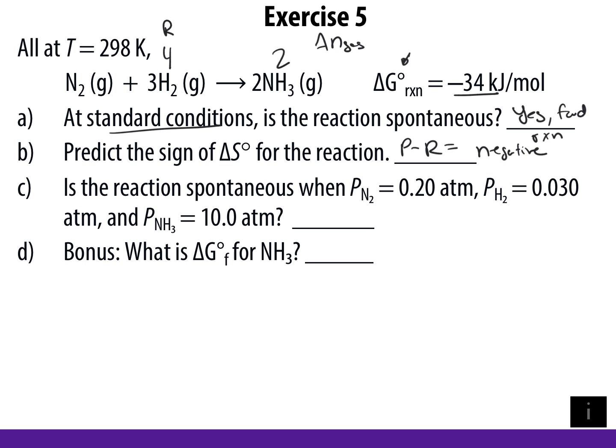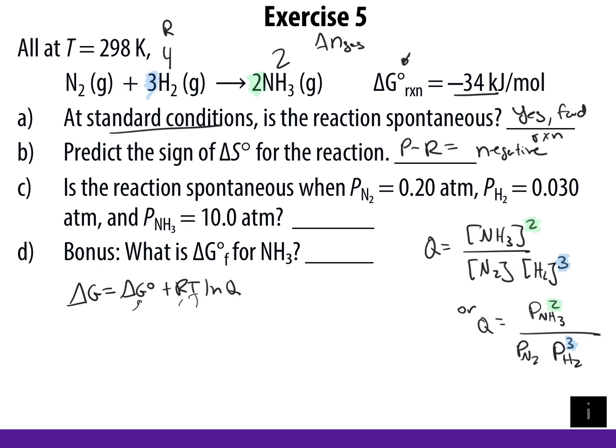C, is the reaction spontaneous with these partial pressures? Now, to do that, we need to apply that new equation. Delta G is delta G naught plus RT ln of Q. So to do this, we're going to need Q. We have delta G naught here. That we know. We know R, the ideal gas constant. T, temperature, has to be in Kelvin. Q, we have to write down for this reaction, products to the coefficients over reactants to the coefficients.